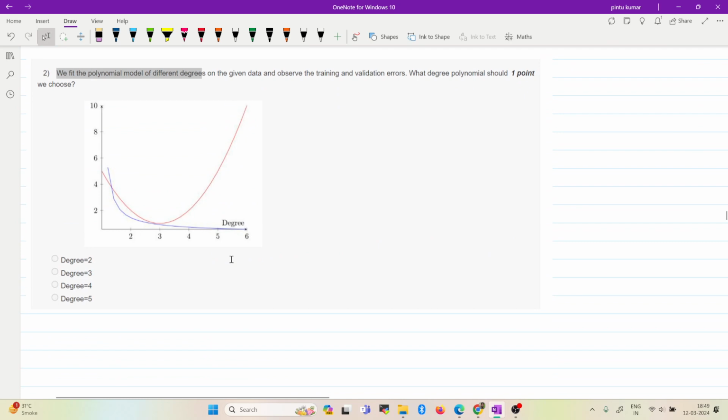So here is a question. Somebody is trying to fit a polynomial model of different degrees on a given data, and they have plotted training and validation errors for you. Okay. So which degree of polynomial should they use? First of all, which one do you think is the training error and which one do you think is the validation error among these two? That you need to decide. And then you can tell me what degree of polynomial that person should use to fit well to the given data. Okay, somebody has said degree 3.